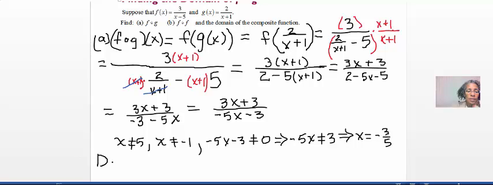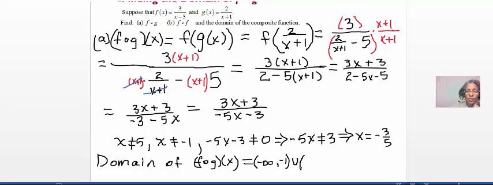So the domain of f of g of x is the interval from negative infinity to negative 1, united with the interval from negative 1 to negative 3/5, united with the interval from negative 3/5 to 5, united with the interval from 5 to infinity.